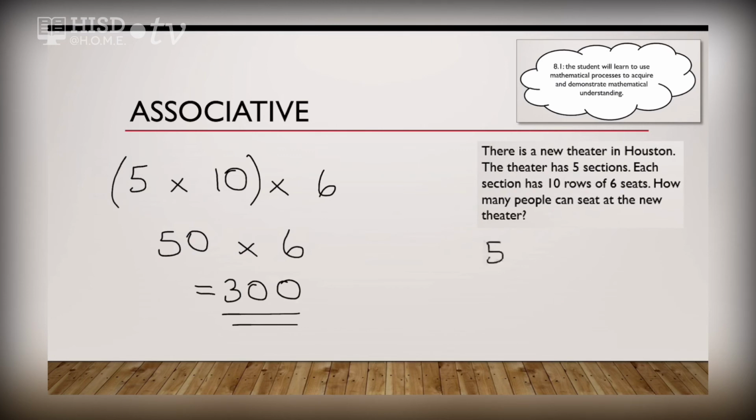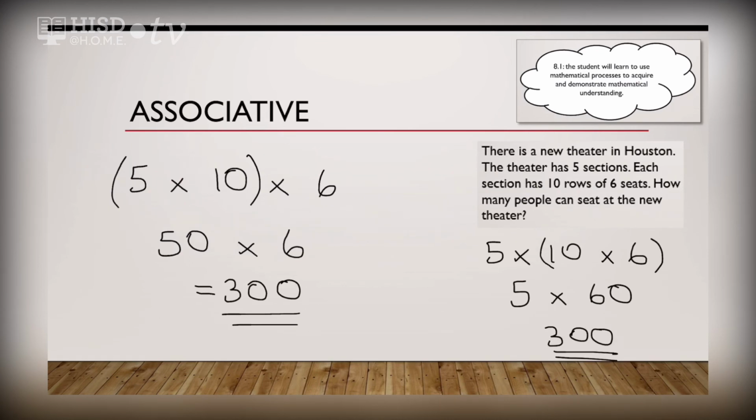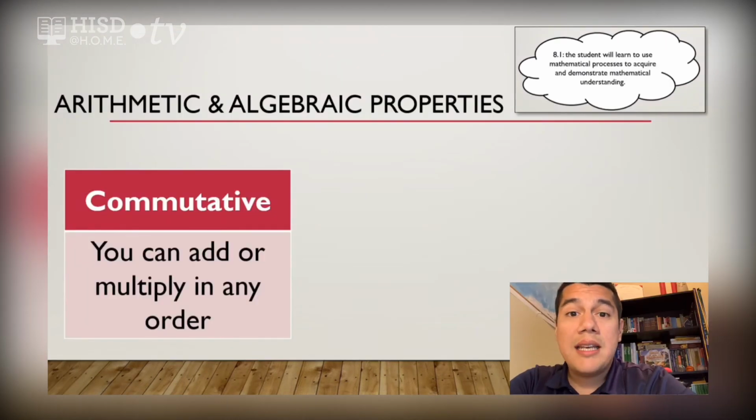If I do it on this combination, then I'm going to multiply 5 times 60, which will give me the same result. So this proves that the associative property works for multiplication and addition. Okay, now the next part that we are going to talk about is the commutative property.